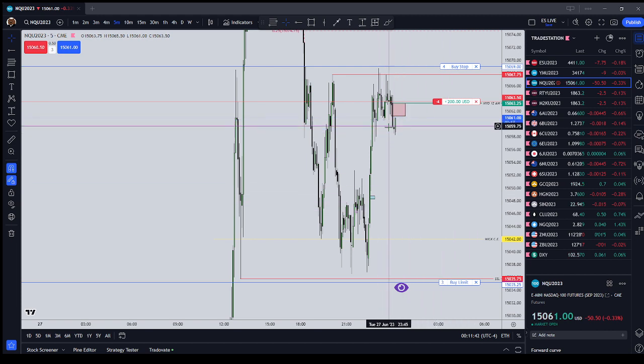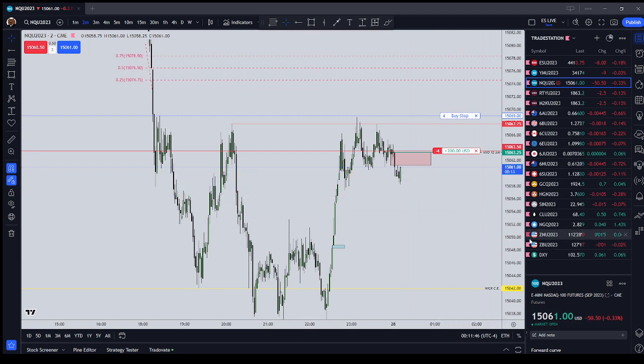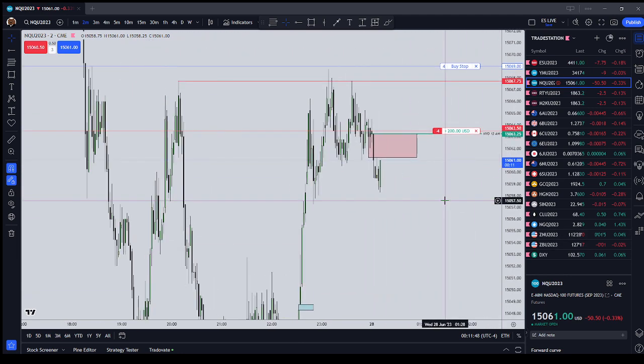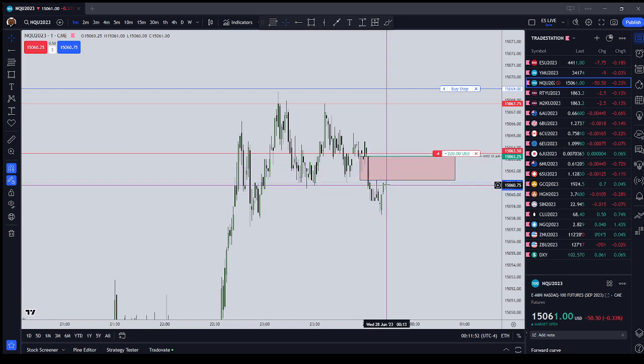Got a close below structure here. Alright. 1 minute chart, coming back up to our 1 minute SIBI.